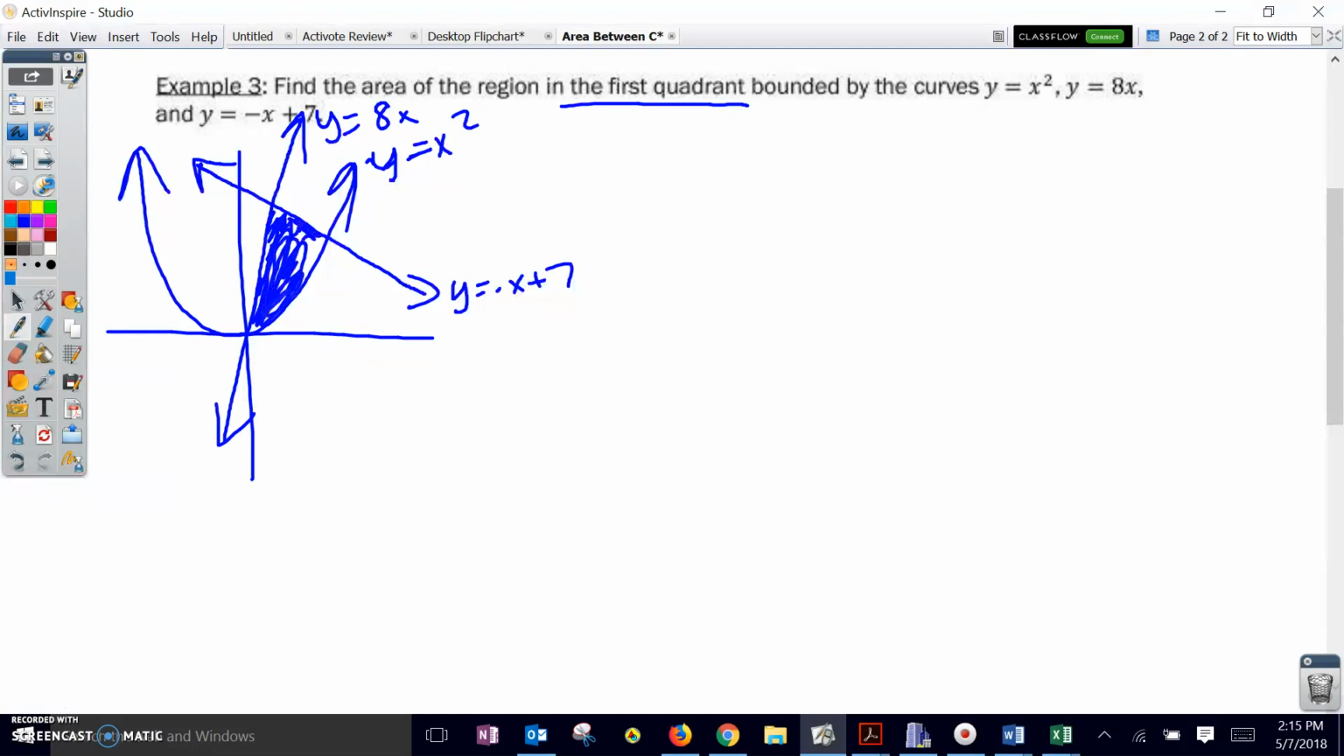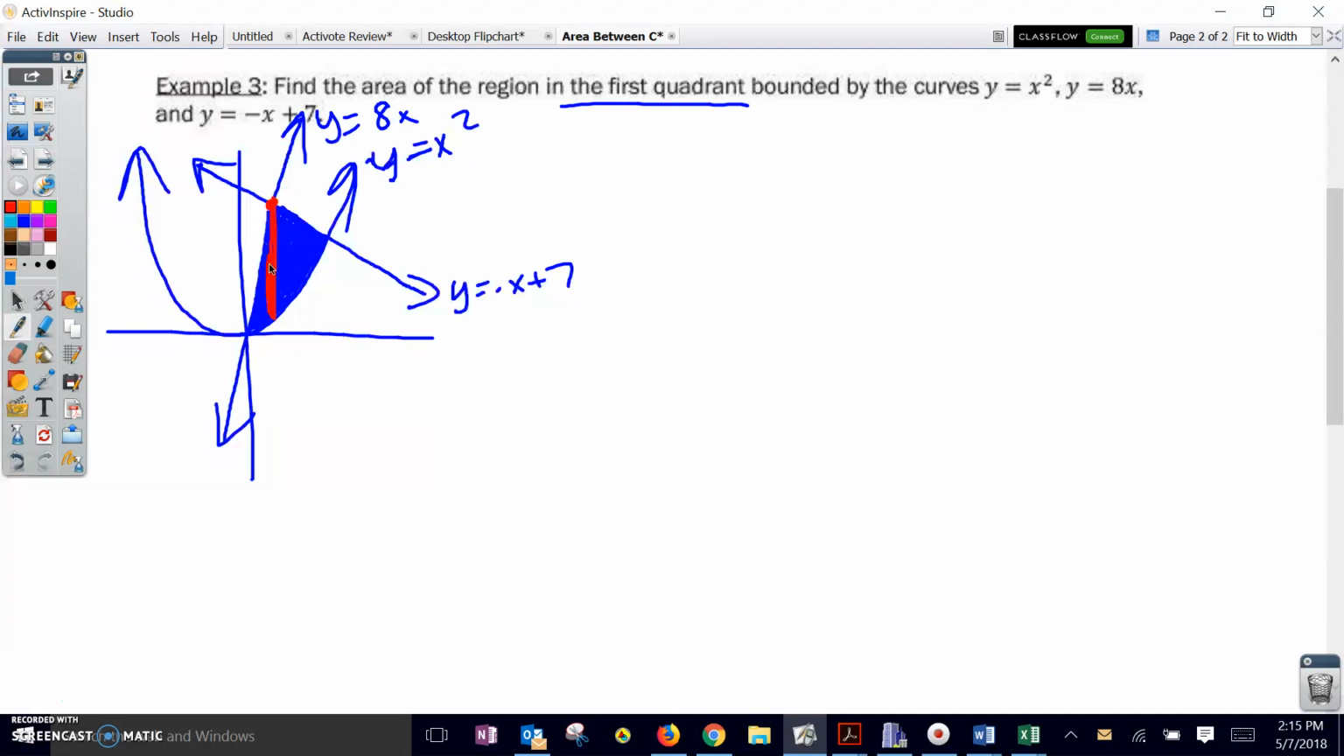Now, what makes this problem a little bit different from all the other problems we've done up to this point is that this region, the boundaries change. What curve is the boundary changes as we move from left to right on this curve. So if you look at the region and start all the way at the left-hand end, and you go over to right here where these curves intersect, to the left of that line, y equals x squared is the lower boundary of the region, and y equals 8x is the upper boundary. So we're going to use those two curves to find the area of that portion of the region.